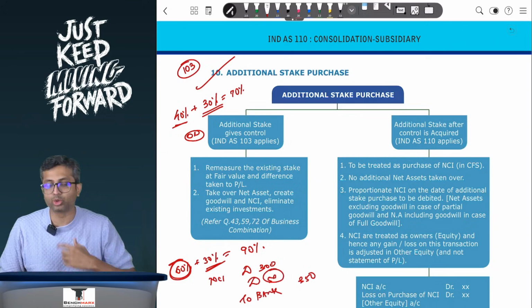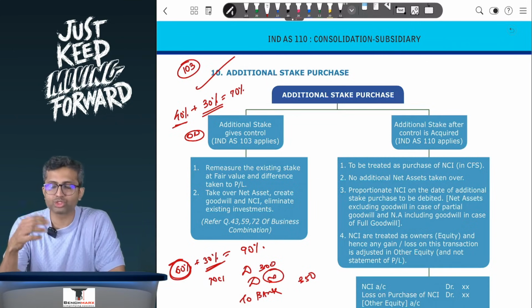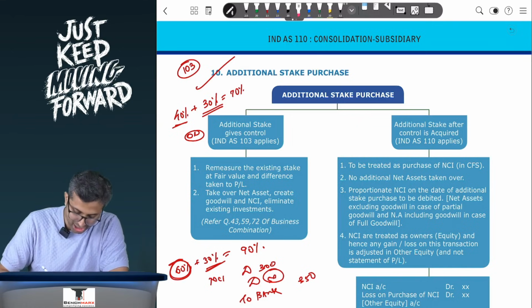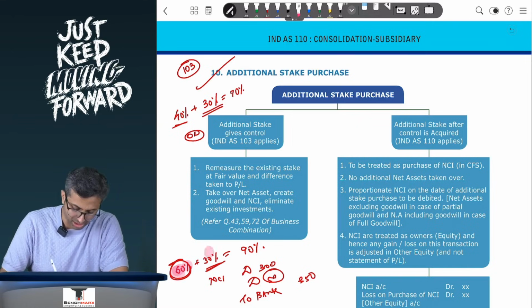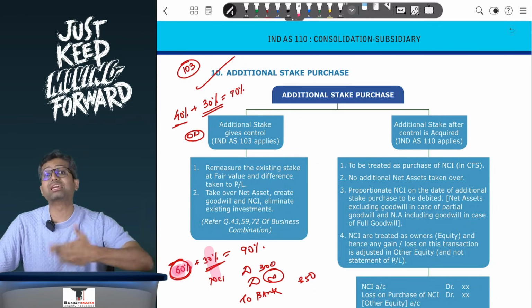Now, where will that go? Well, the question is, will it impact the goodwill? The answer is no. Why? Because goodwill arises on the acquisition date only, and the acquisition date was the date when 60% was acquired. After that, when 30% is acquired, that is not the date of acquisition of control, and as a result, you cannot create a further goodwill.